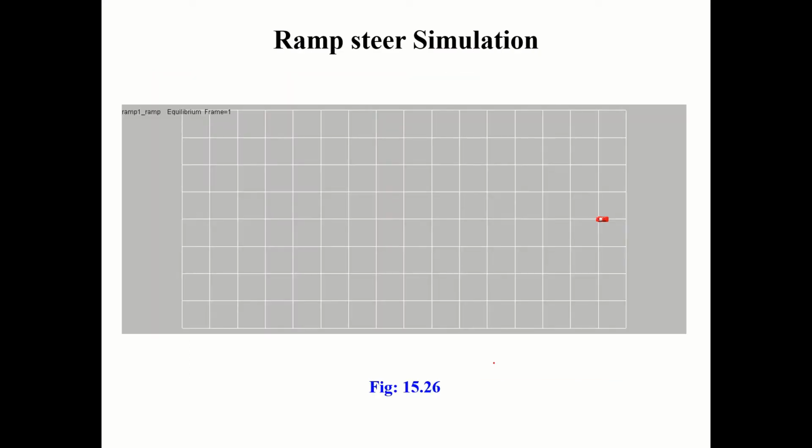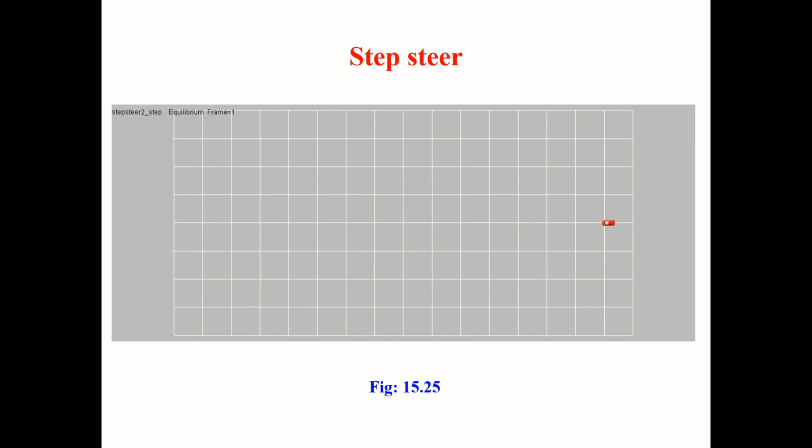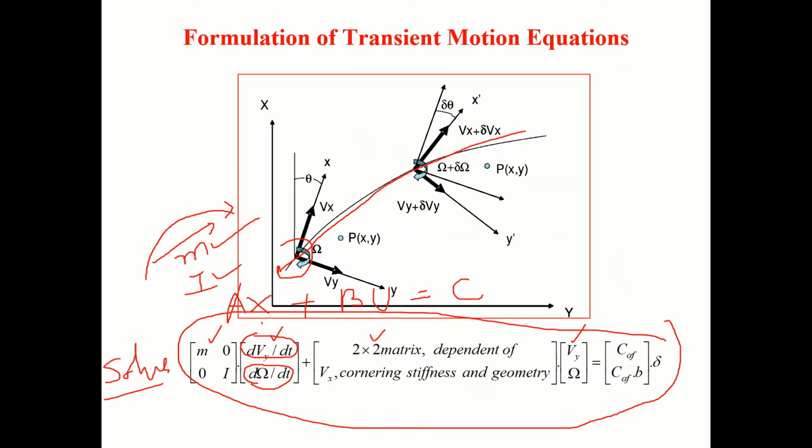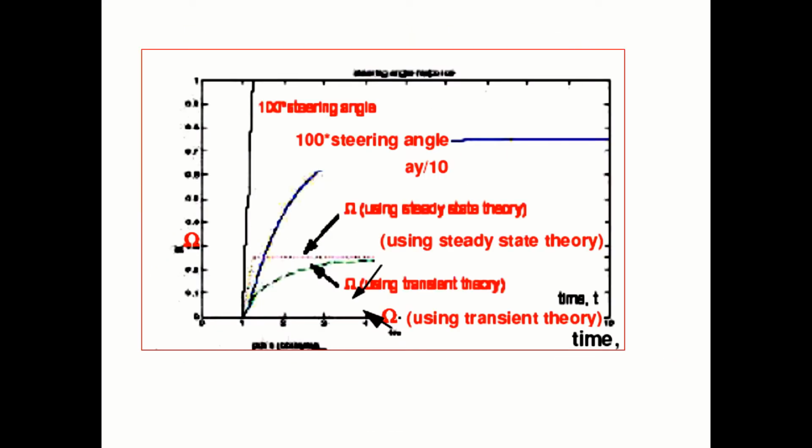Similarly, I can simulate ramp steer and all those kinds of things. Then if something is going wrong, we can find out what parameters have to be manipulated in this equation so that it will follow the contour or attain the steady state. Correct? That's very important. We can do that.